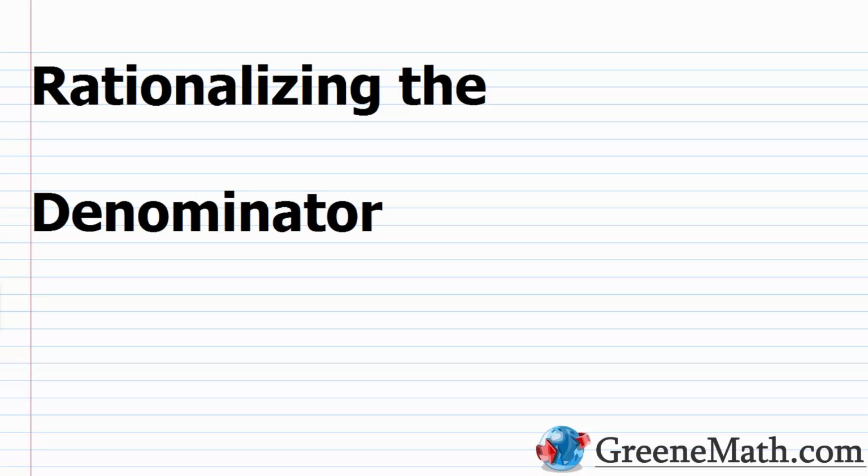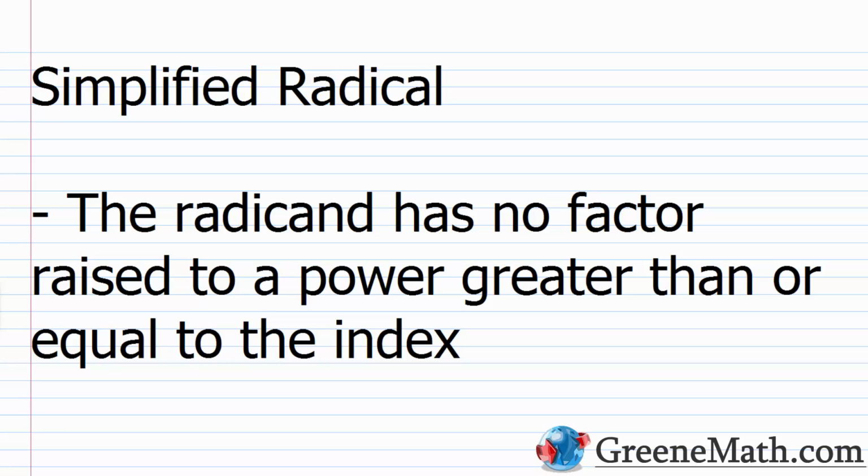In this lesson, we want to review rationalizing the denominator. So in order to present a simplified radical as an answer, you have four criteria that you need to meet. First and foremost, we say that the radicand, that's the number under the radical symbol, has no factor raised to a power greater than or equal to the index.